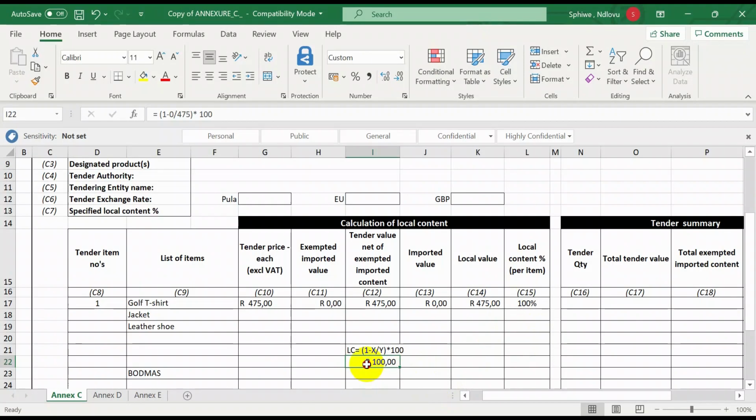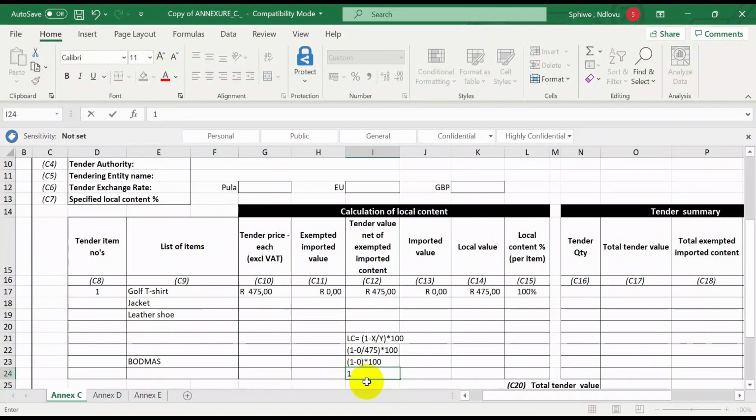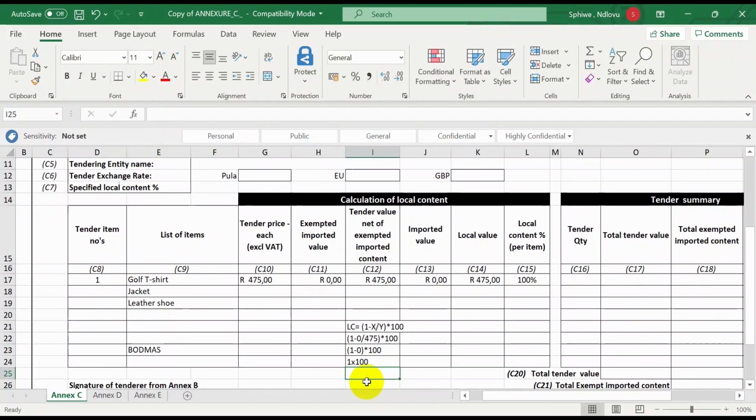So y is 1 minus 0 over 475, multiply by 100. We start with the division here. Anything that is being divided by 0 is going to give you 0. So at the end it's 1 minus 0, close brackets, multiply by 100. Then 1 minus 0 is 1, multiply by 100, it gives you 100%.